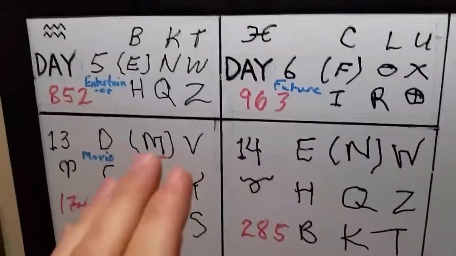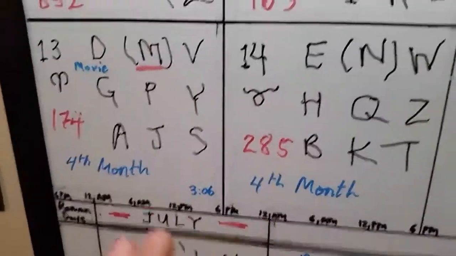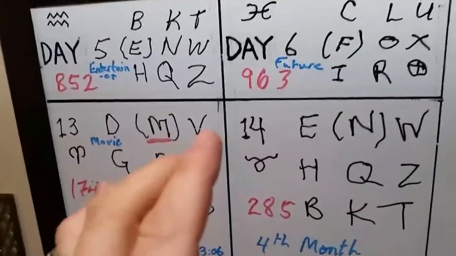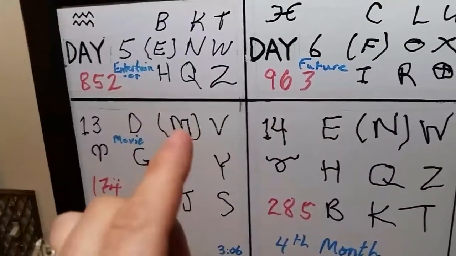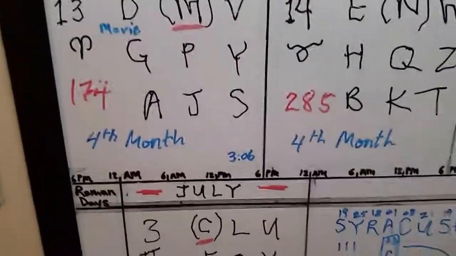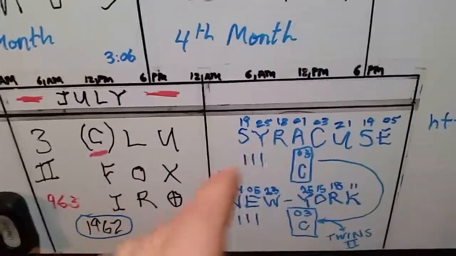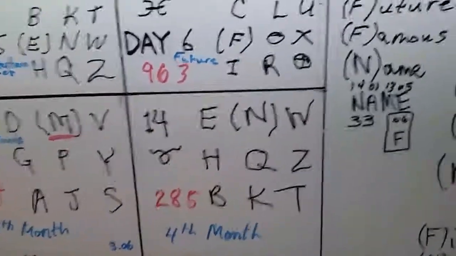So this here is Thomas Cruise Mapother's Nativity Matrix. July 3rd, 1962, Syracuse, New York. And then you can see how it connects.